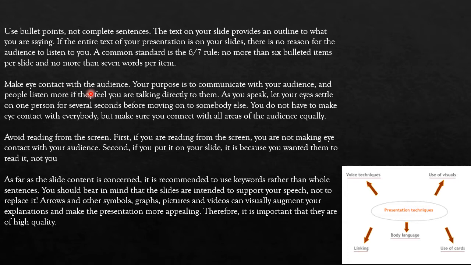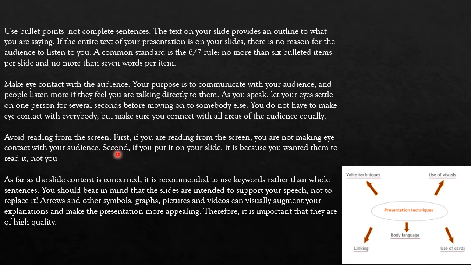Next is making eye contact with the audience. It is very, very essential to make eye contact. Whenever you're giving a presentation, you do not have to close your eyes or look down. It's better that you have eye contact with the audience so that they feel that they are a part of this presentation and you are giving them importance. Do not let your eyes settle on one person for a long time. You just need to keep your eyes moving around the entire room.